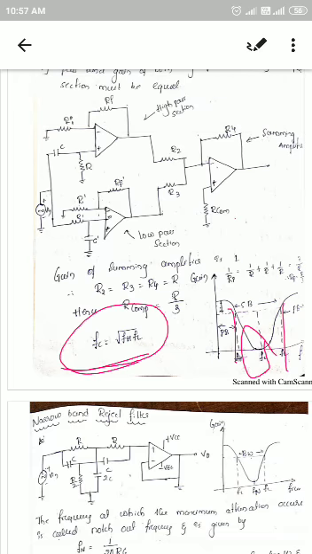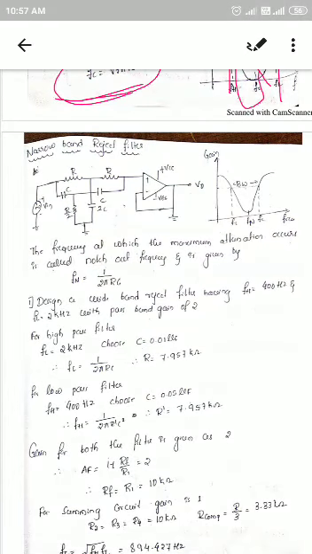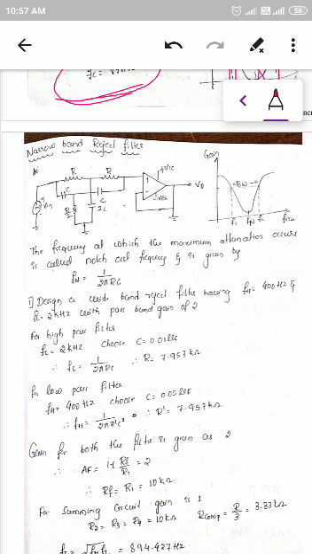Okay, next is the narrow band reject filter. Narrow band reject filter is once again a different kind of circuit. It is not a combination of your high pass or low pass type of filter. So it is a simple non-inverting type of amplifier which is connected to different R and C combinations.